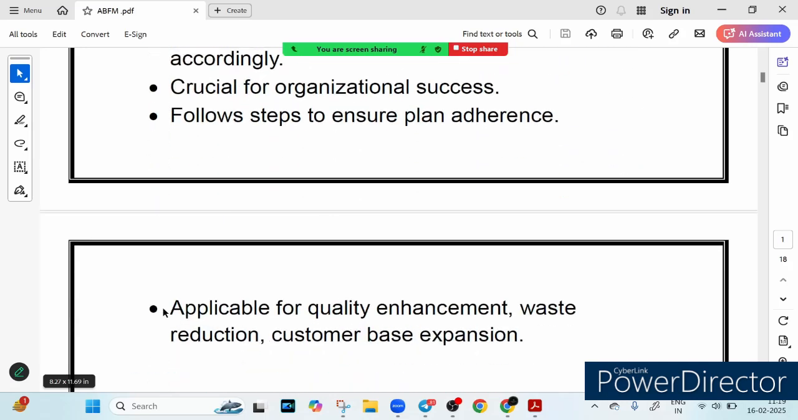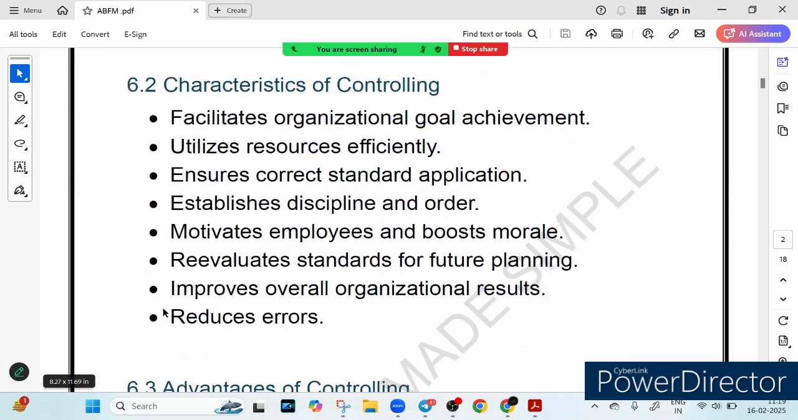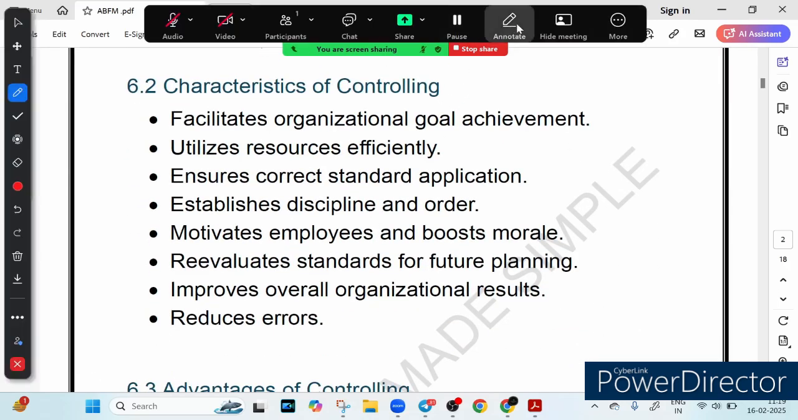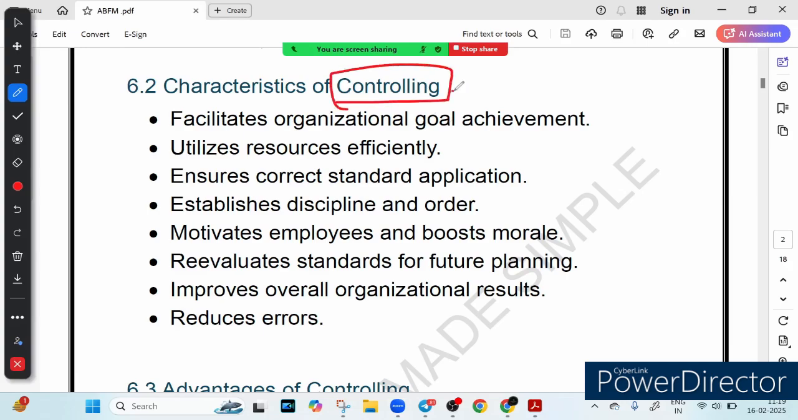Now let's talk about the characteristics of controlling. Controlling is the superpower of a well managed business. What is controlling? This is the superpower.